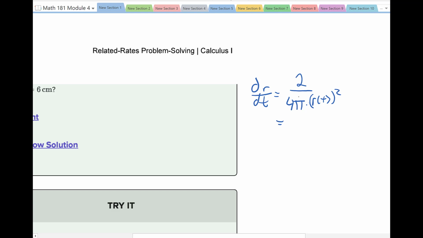So the 2 and the 4 reduce, making it a 1 and a 2. So it's 1 over 2 pi times 36, because that's 6 squared. So it was 1 over 72 pi centimeters per second.